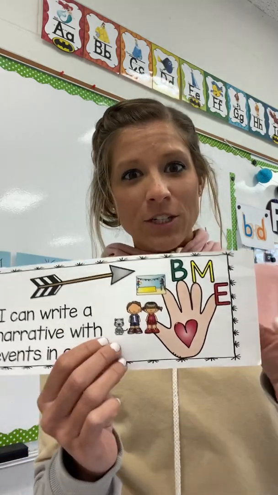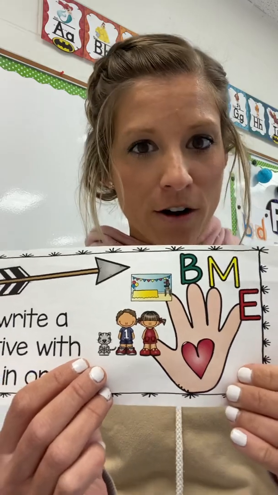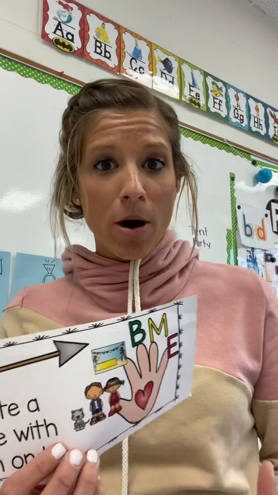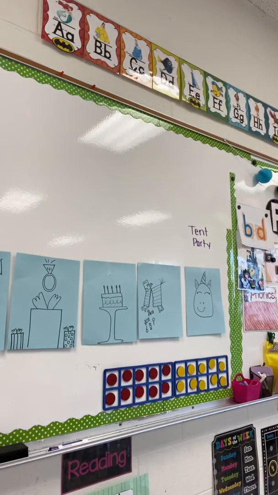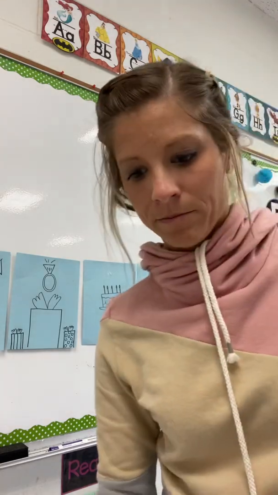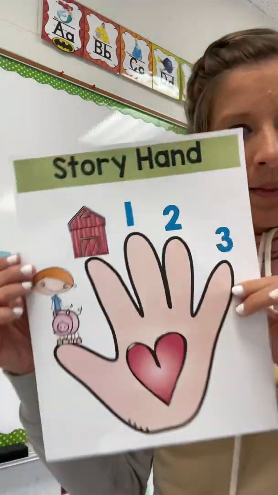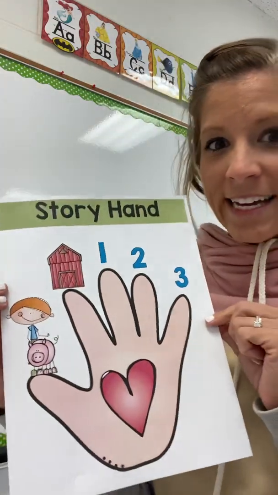So what I want you to do is take a look at the picture on our target. Do you see this hand? Well, this is called the story hand. And we use this story hand when we write a narrative to make sure that we remember all of the parts that a narrative needs. So let's look at it. I've got a bigger picture of it I want to show you. It looks like this. So here's our story hand.